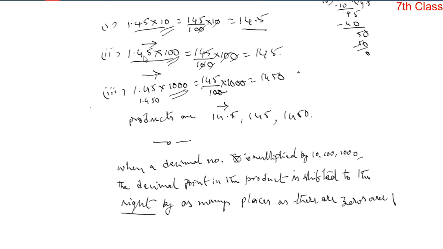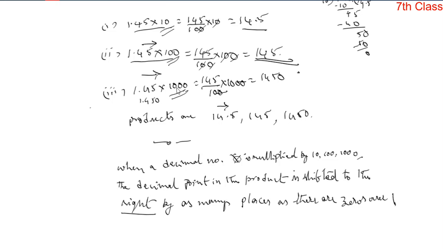Here, how many zeros are there? 2 zeros are there. So you should shift 2 places to the right. So 1.45 becomes 145. Why? Because we should keep the decimal point after 5. 1, 2. So 145. In the same way, 1.45 into 1000. In 1000, how many zeros are there?